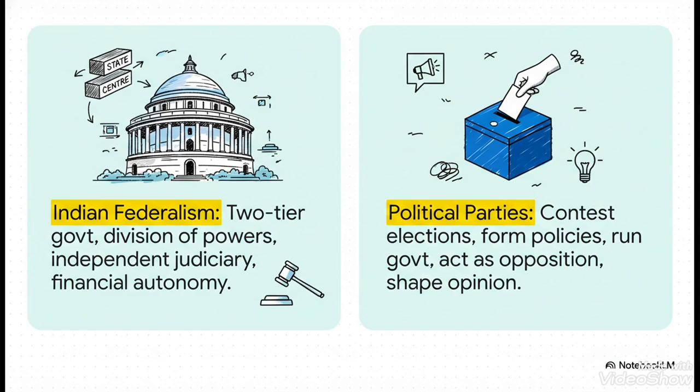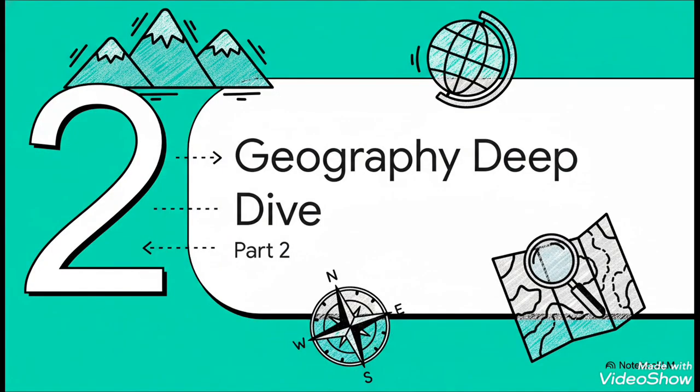If you went with federalism, you'd have to talk about things like the 2-tier government system, central and state, the clear division of powers in the Constitution, an independent judiciary to sort out any fights, and financial independence for both levels. On the other hand, if you chose political parties, you'd list out their main jobs. They contest elections, they create policies, they form and run the government, they act as the opposition, and of course, they play a massive role in shaping what the public thinks. And that's a wrap on political science.